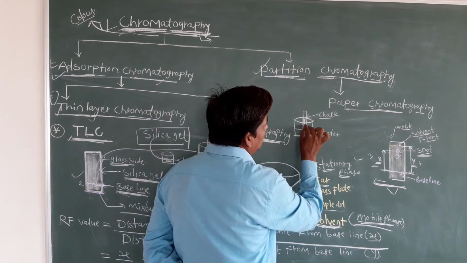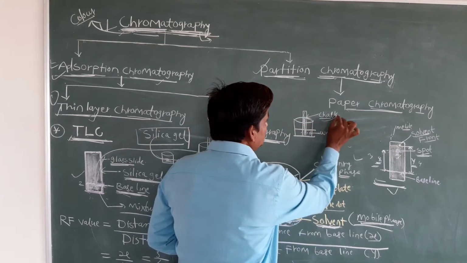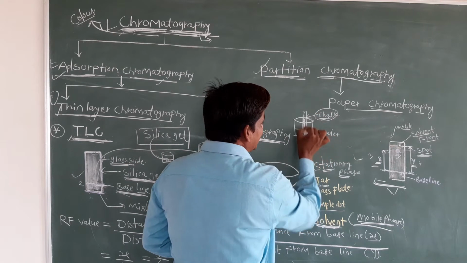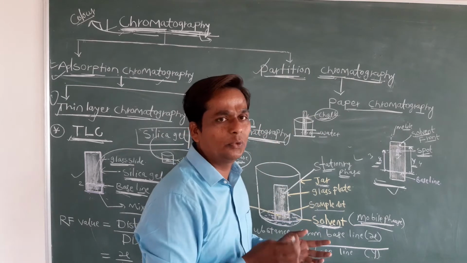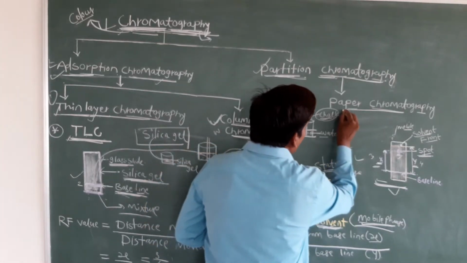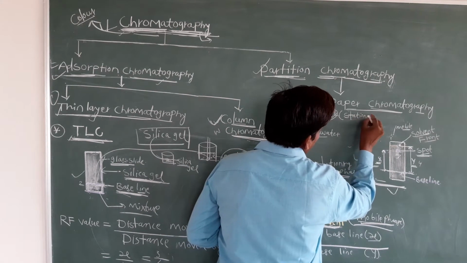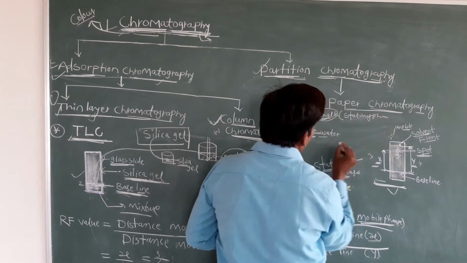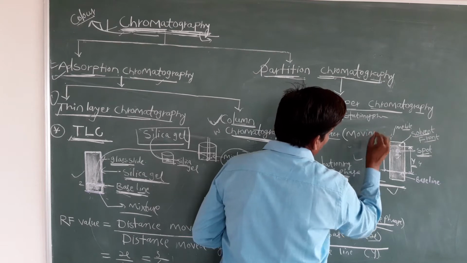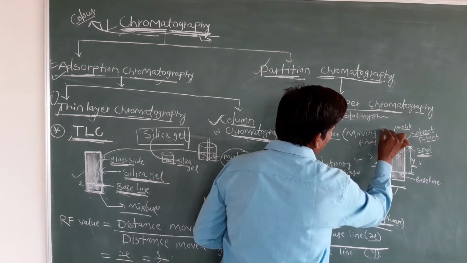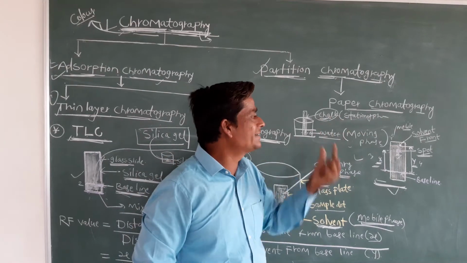When we keep the chalk inside this beaker, the water will run over the surface of this chalk. Yes or no? Yes, obviously. Already you know that. So here this chalk acts as the stationary phase, and this water acts as the moving phase, or we can say the mobile phase. Now clear, students?